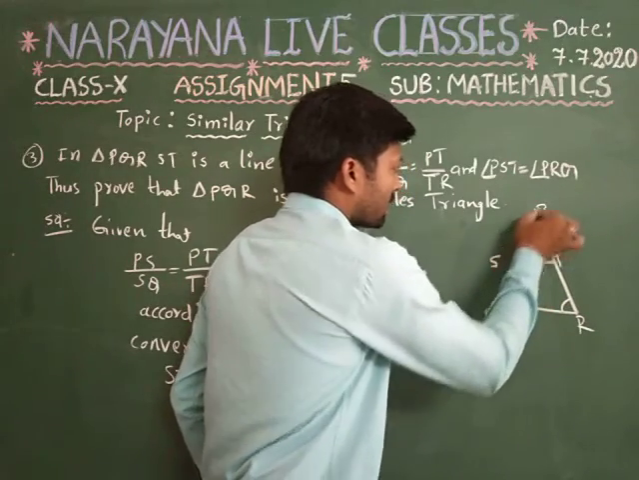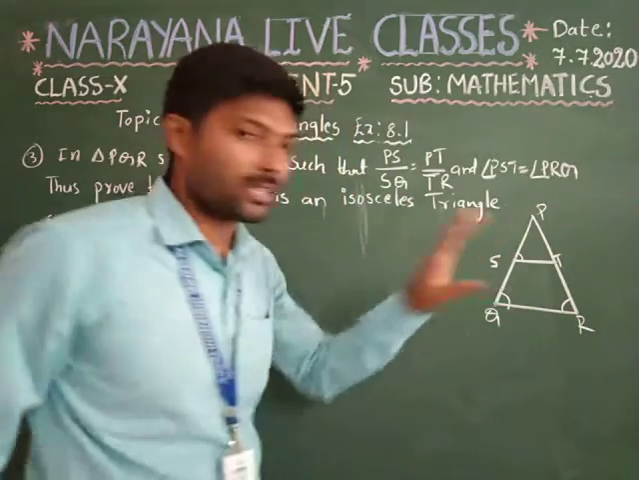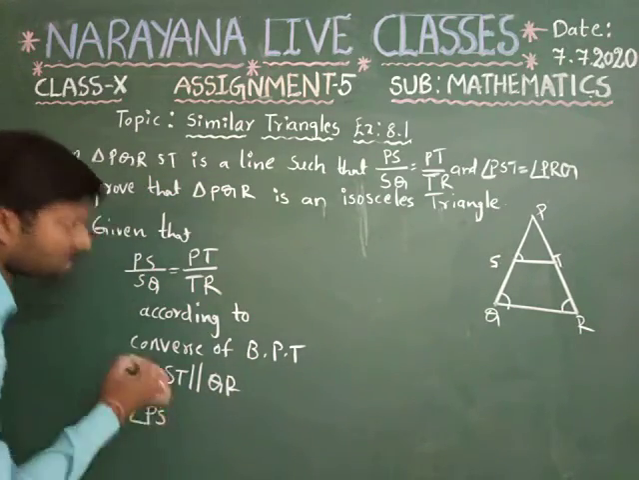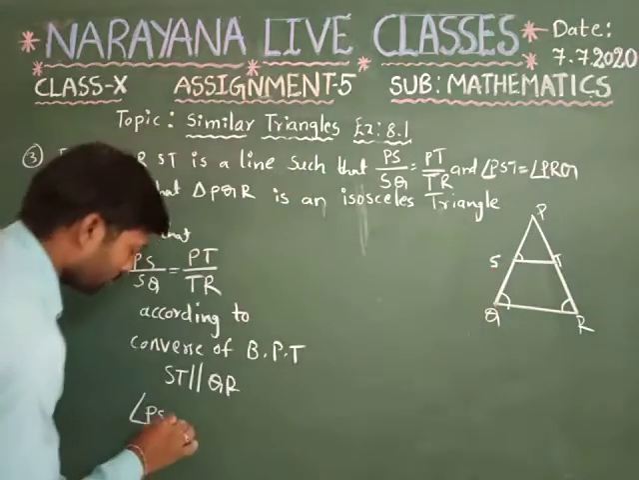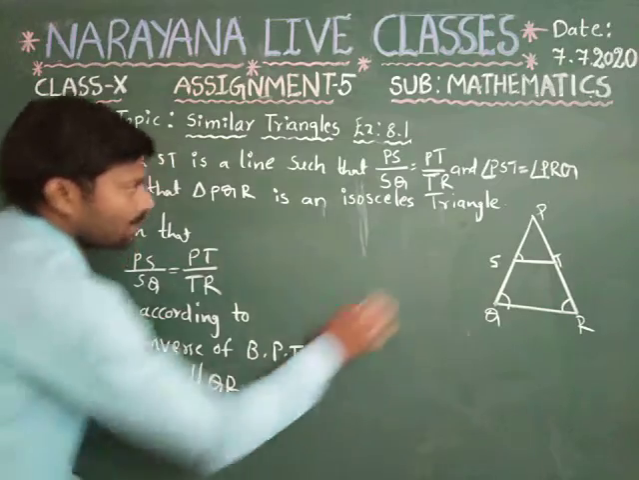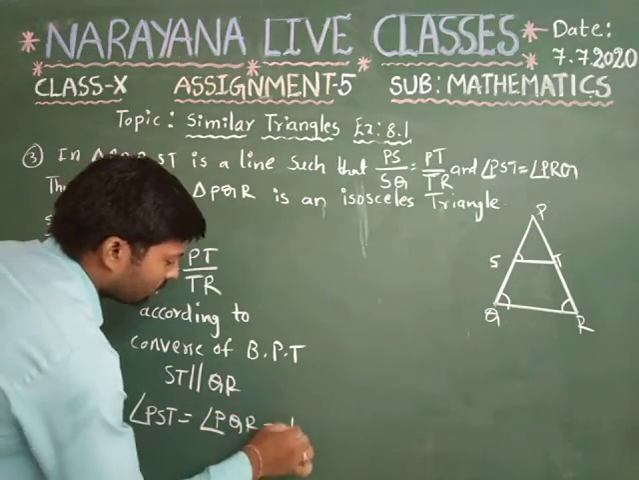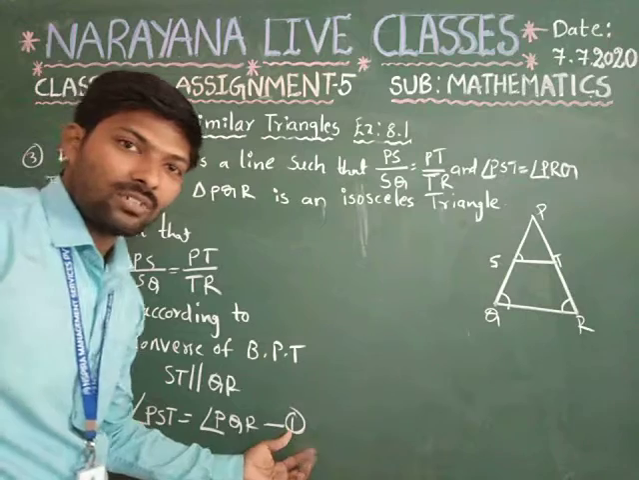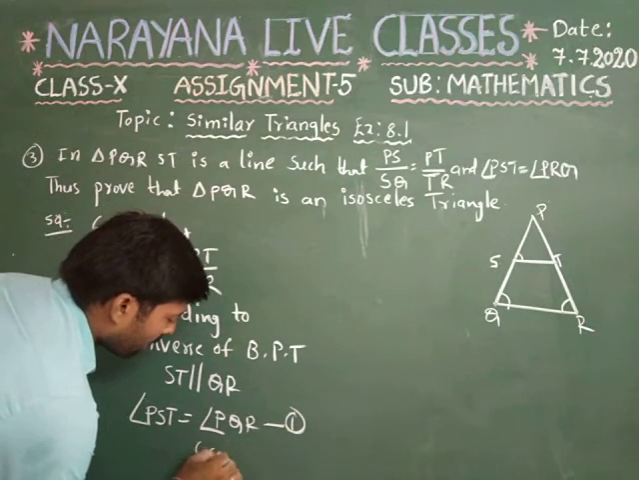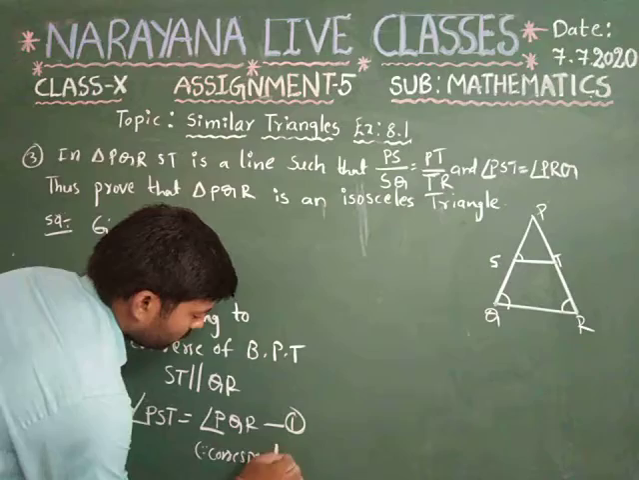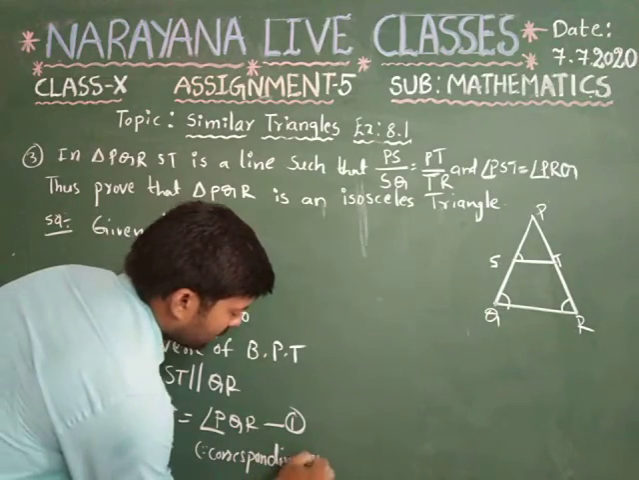If the line ST is parallel to QR, I can say angle PST and angle PQR are both corresponding angles. So angle PST is equal to angle PQR. Let's take it as the first equation, since corresponding angles are equal.